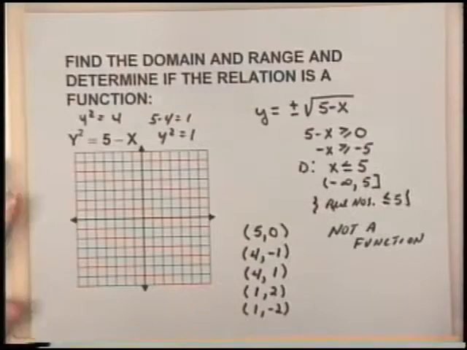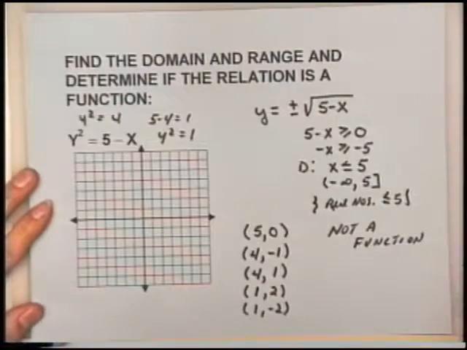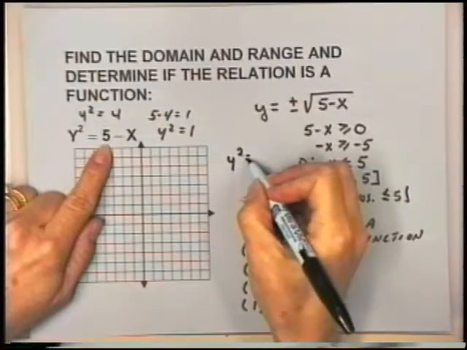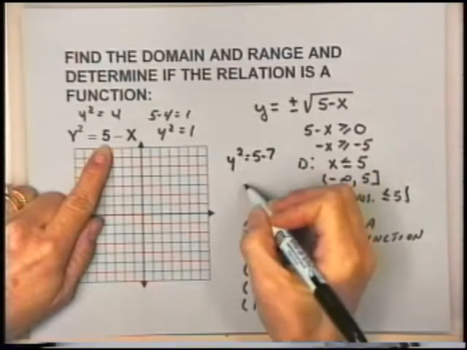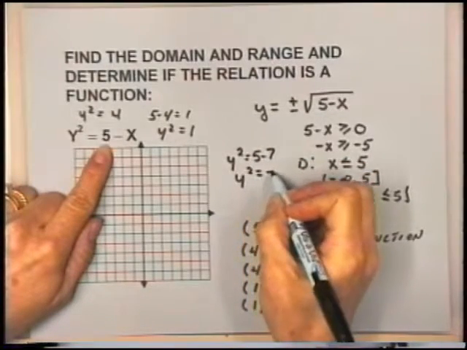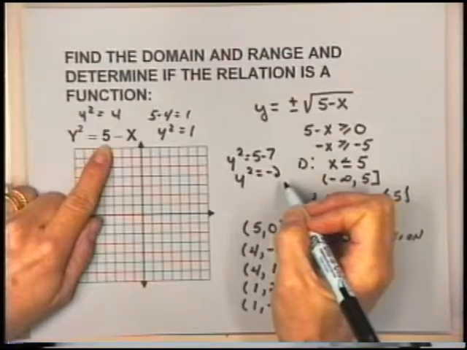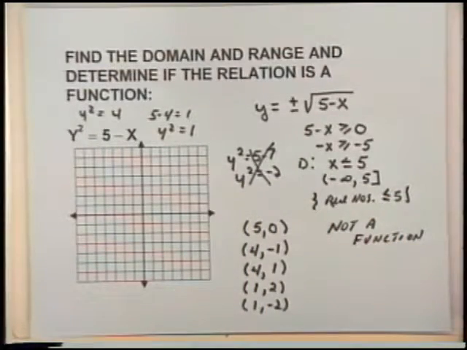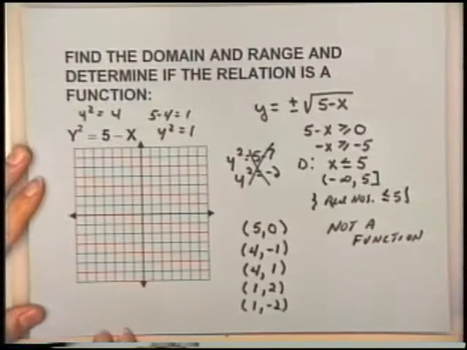Now, just to be sure you understand about this domain, what if I choose a number bigger than 5? And I'm going to put it over here. If I choose 7, y squared equals 5 minus 7. Can y squared equal negative 2? No, it can't, can it? So we cannot use that 7, can we?